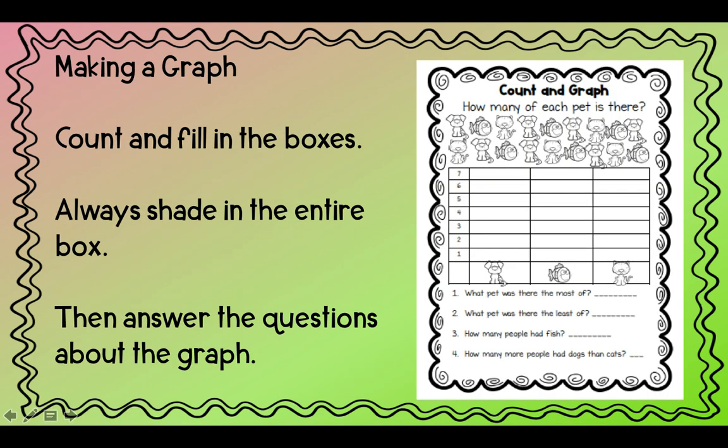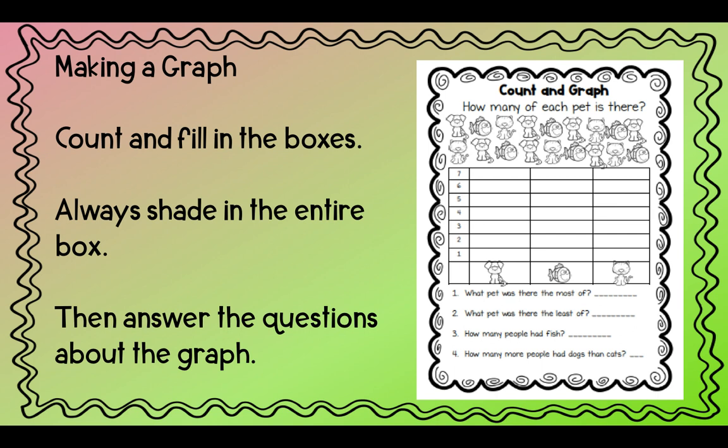Next, we're going to take a look at how to make our own graph. If you choose the worksheet option today, this is what your worksheet will look like. Your first job is to take a look at the question. How many of each pet is there? That tells me that we're going to have to count the pets. So our first job is going to be to count and then fill in the boxes of the bar graph as we go.